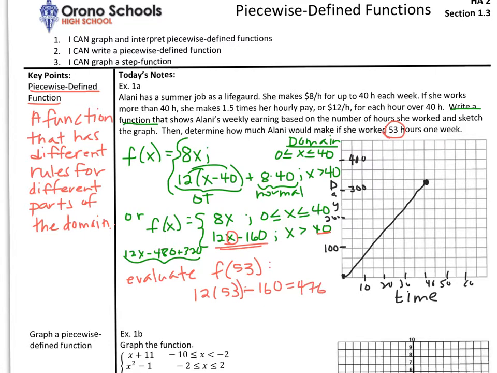53 is a little bit to the right of 50, but 476 is actually going to put us off our graph a little bit. So I'm going to approximate it maybe about right there. So if we connect that second part, you can see how the graph isn't a straight line to that point, but it kind of angles up just a little bit. That's an example of a piecewise defined function.